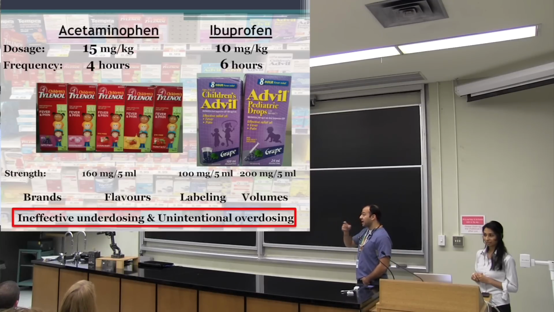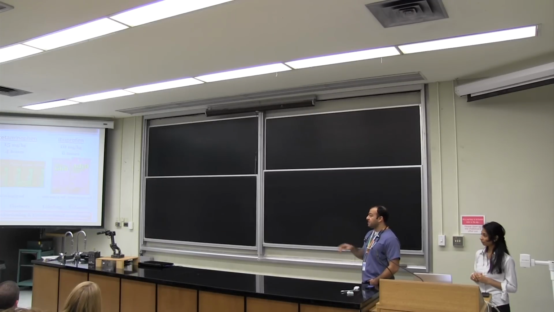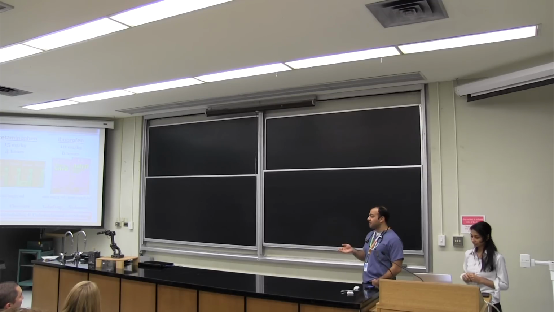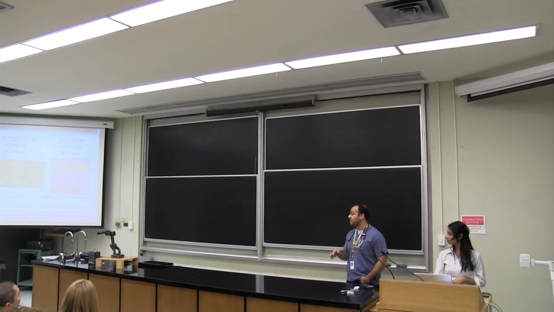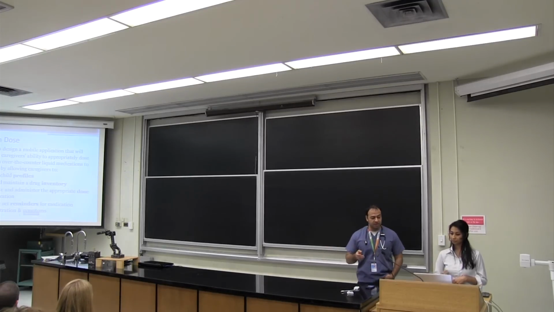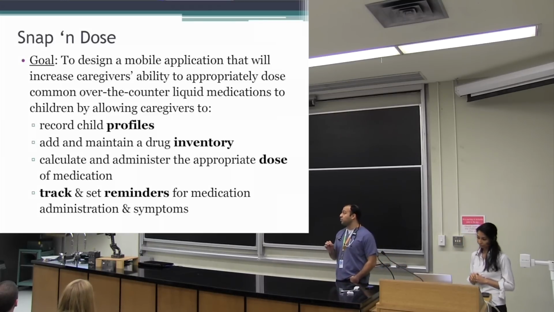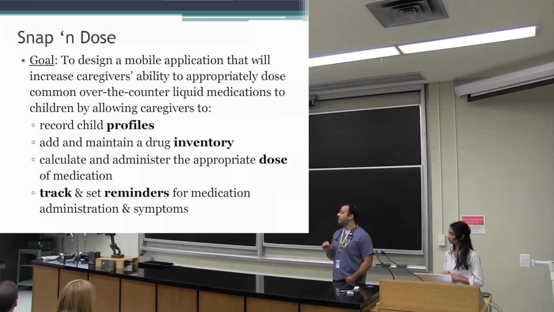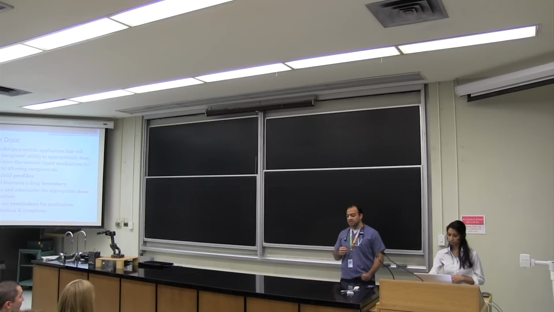So this confusion in terms of strength, brands, flavors, and other variances between the different types of medications leads to ineffective underdosing and often unintentional overdosing, leading to serious medical side effects and sometimes even fatal effects in children. So that leads us to our app, the goal of which is to increase caregivers' ability to appropriately dose common over-the-counter liquid medications to children by allowing caregivers to record child profiles, add and maintain a drug inventory, calculate and administer the appropriate dose of medication, and track and set reminders for medication administration and symptoms.